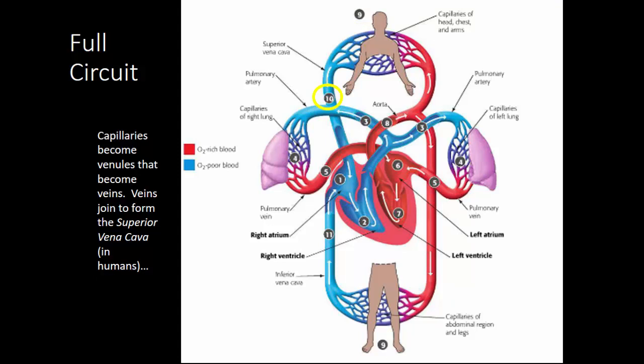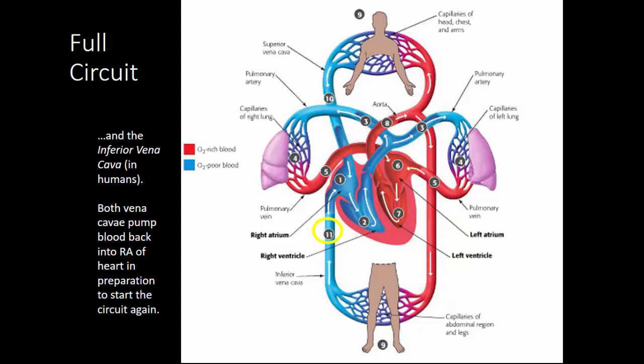The superior vena cava is the major vein coming from the upper regions of the body, whereas the inferior vena cava is the major vein coming from the lower regions of the body. Both vena cavae pump blood back into the right atrium of the heart in preparation to start the circuit all over again.